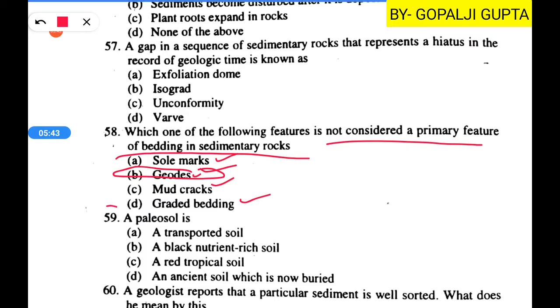Then the next question is, a paleosol is what? Paleosol, as you can see, consists of two words, paleo and sol.